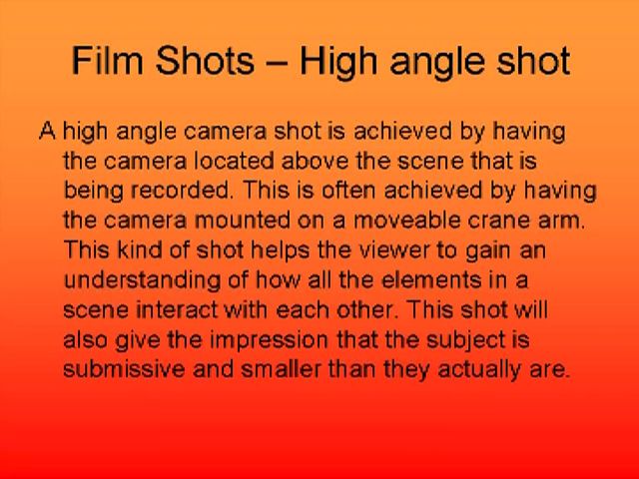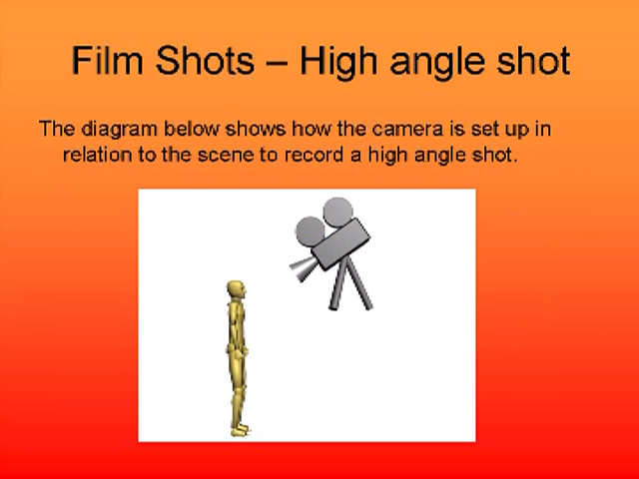High-angle shot. A high-angle camera shot is achieved by having the camera located above the scene that is being recorded. This is often achieved by having the camera mounted on a movable crane arm. This kind of shot helps the viewer to gain an understanding of how all the elements in a scene interact with each other. This shot will also give the impression that the subject is submissive and smaller than they actually are.